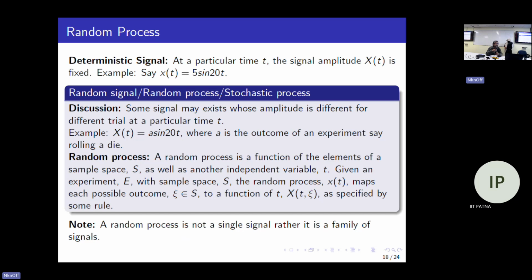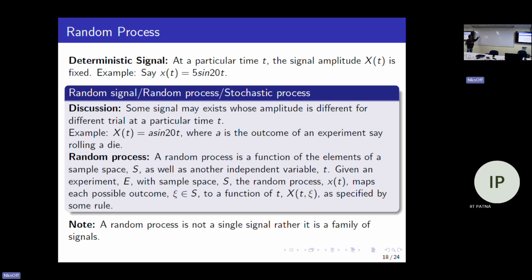What does it mean? A random signal is, let's say, x(t) equals A sine 20t. And what is A? A is the outcome, or random variable, or outcome of an experiment. So we defined a signal like this. Let's say we have a die and we roll the die, and whatever is coming, A is that number. 1 may come, 2 may come, 3 may come.